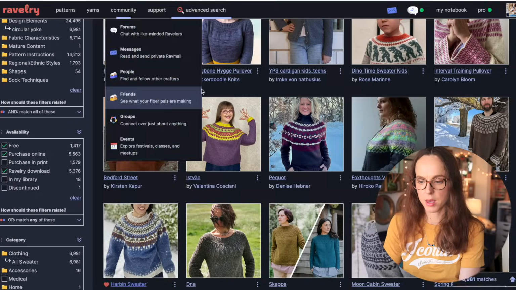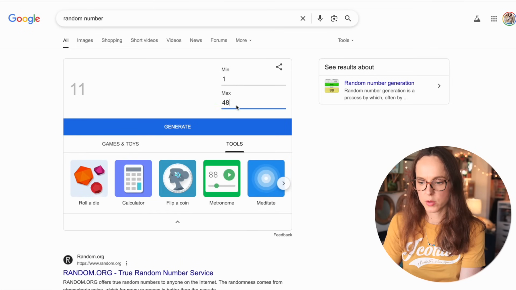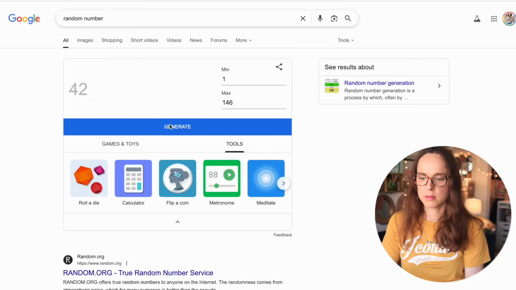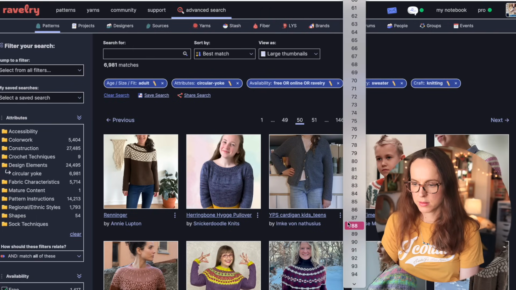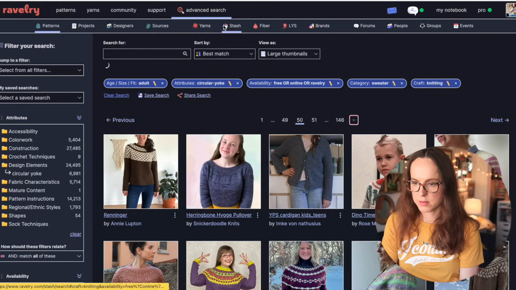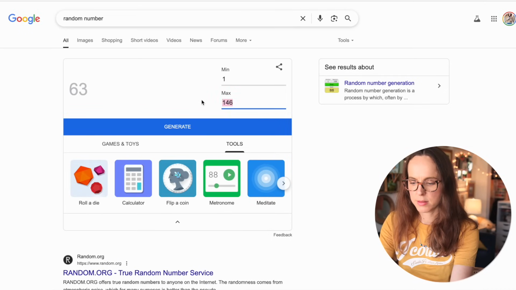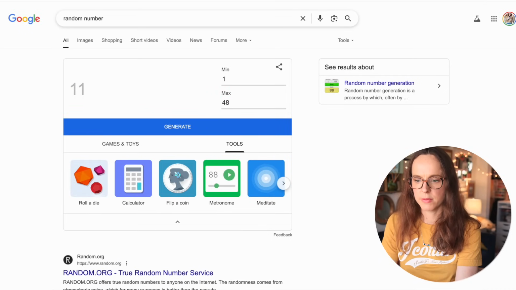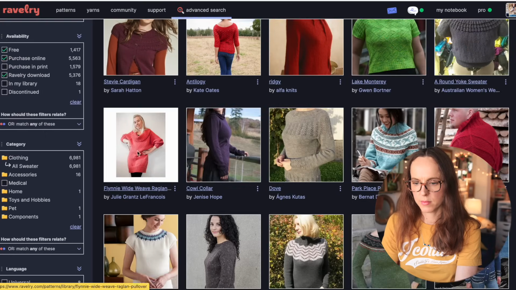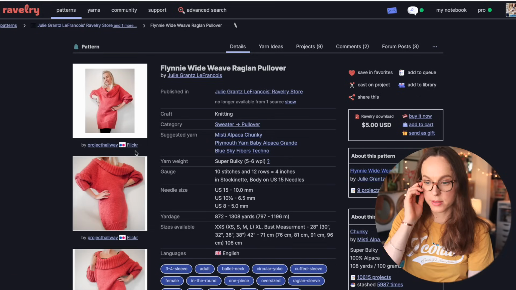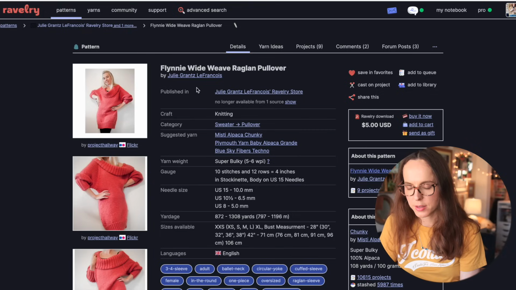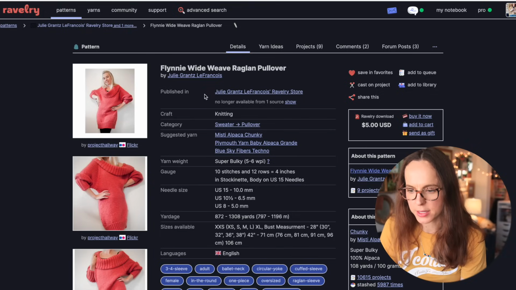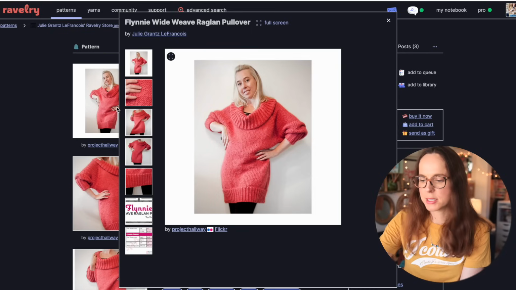And let's keep looking. Okay, pages 1 through 146, 63. Okay, and then 1 through 48, 11. Here we are. Wow, okay, this is a throwback. Flinny wide weave raglan pullover. Say that 10 times fast. By Julie Grants Lefrancois. This is a classic throwback to like the 80s.